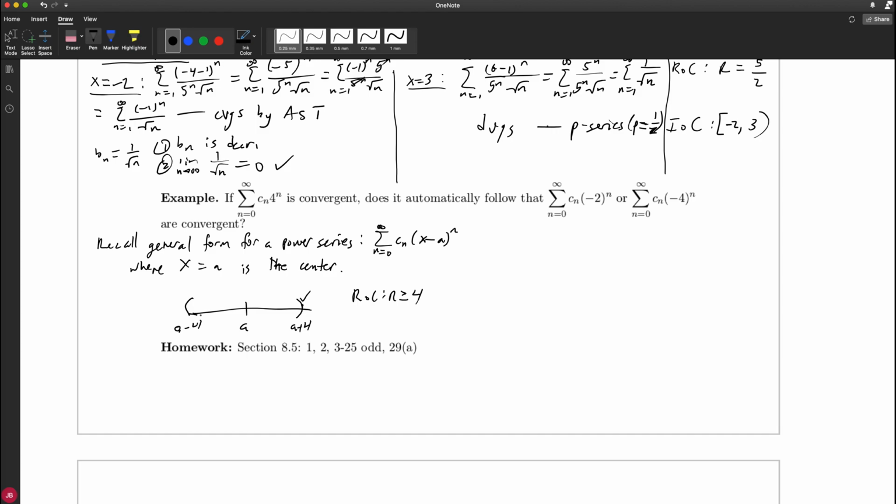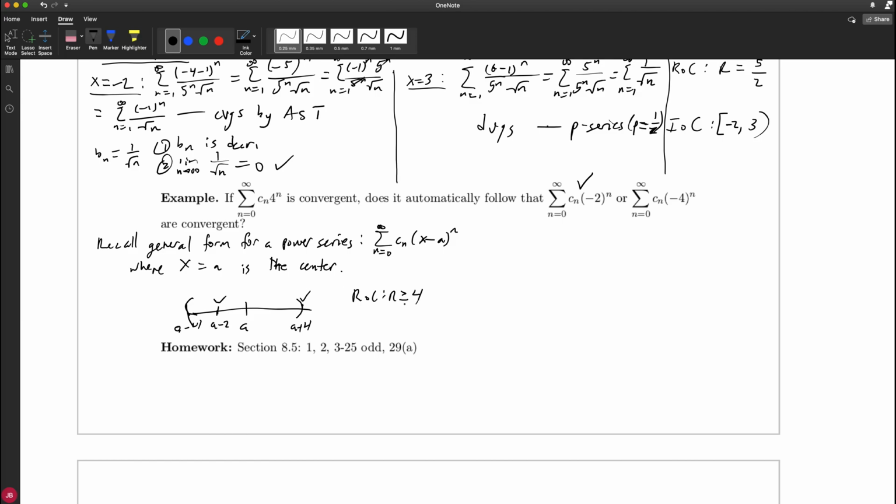So what that tells me then is that I know everything within a plus 4 to a minus 4 is golden, right? And so what if I plugged in a minus 2? Well, what would I get if I plugged in a minus 2? I know it's going to work because it's in this radius here. Well, I would get exactly this one, right? If I plug in a minus 2 for x, I would get minus 2 minus a, which is minus 2 to the n, right? So I get the sum of Cn times minus 2 to the n.